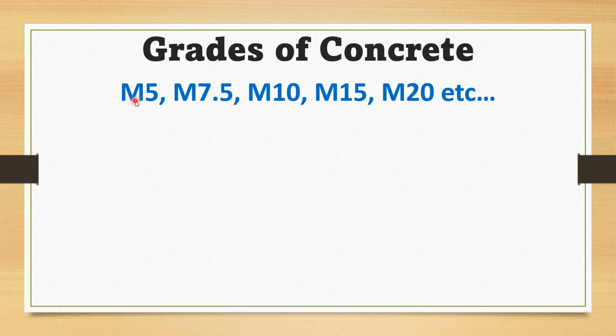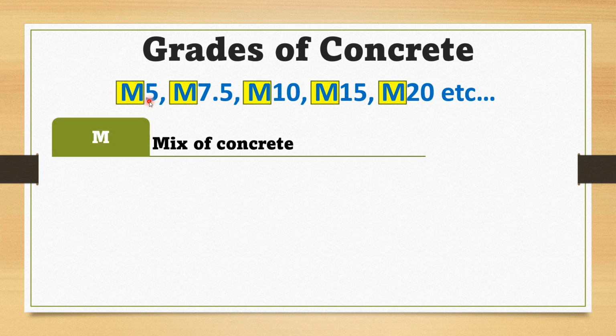So how can we justify this letter M and a number like 5? This M stands for the mix ratio of concrete. So what is the mix ratio? I will explain on the next page, but here you can understand that the mix ratio is basically the ratio of constituents of the concrete except water. We will not include the water in the mix ratio. That is another thing, known as the water cement ratio, which I will explain at the end of this video lecture.